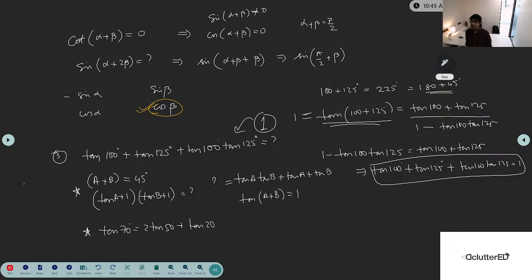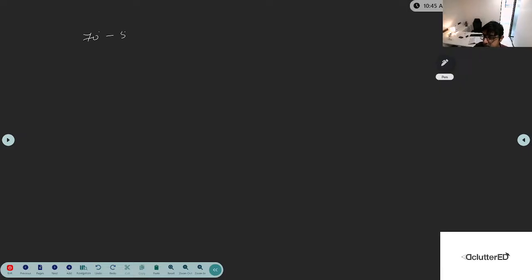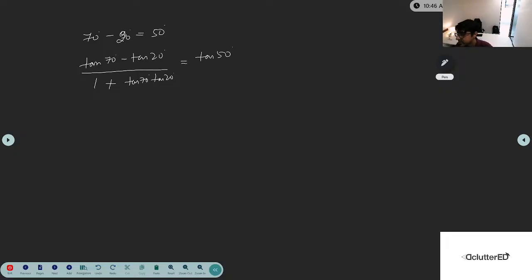The next question is something that is not A plus B, but rather to work with A minus B. So what we have to do here is write 70 degrees minus 20 degrees is 50 degrees, right? If I apply tan on both the sides, I have tan A minus tan B divided by 1 plus tan 70 degrees into tan 20 degrees is equal to tan 50 degrees.